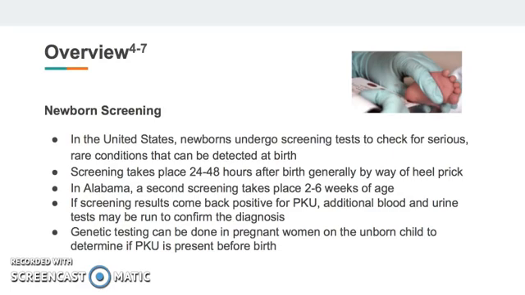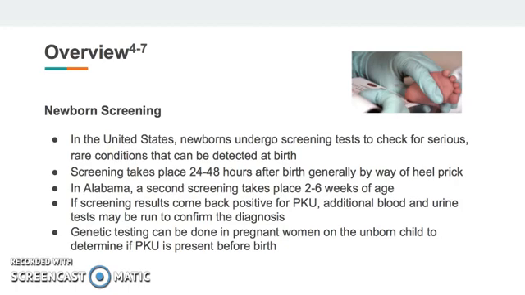PKU is found during newborn screening. In the United States, it's a federal mandate that all 50 states have newborns screened for a variety of disorders. One of those is PKU. So every baby that's born in the United States should be screened for this disorder. Now, it is possible to opt out of the screening, and you have to sign a waiver citing religious reasons for opting out of the screening, but that's relatively rare, and so most children will be screened for that variety of disorders, including PKU.